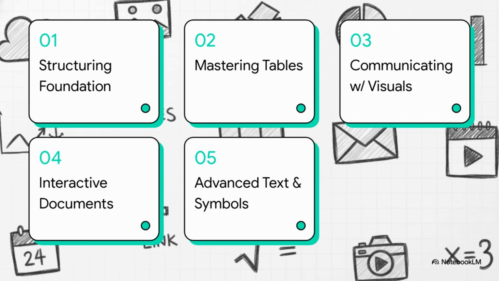Okay, here's our roadmap for this session. We've got 5 key modules. First, we'll lay the foundation, structuring your document correctly from the start. Then, we'll get into mastering tables for data. After that, we'll explore how to communicate with visuals. Next, we'll look at building an interactive document. And finally, we'll cover advanced text and symbols for that professional polish. Let's begin with that foundation.